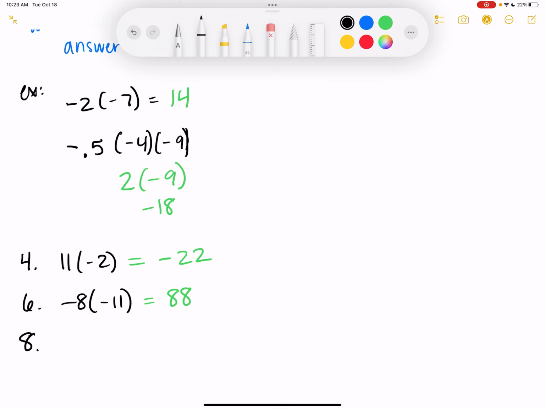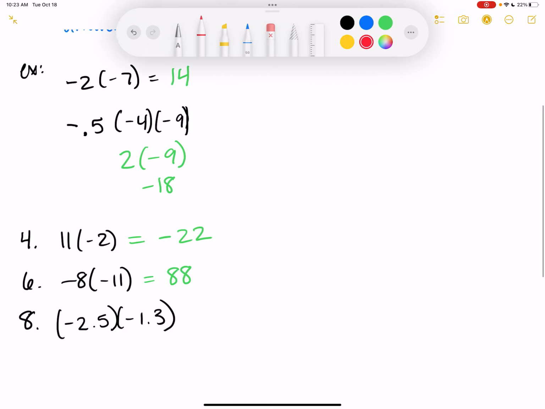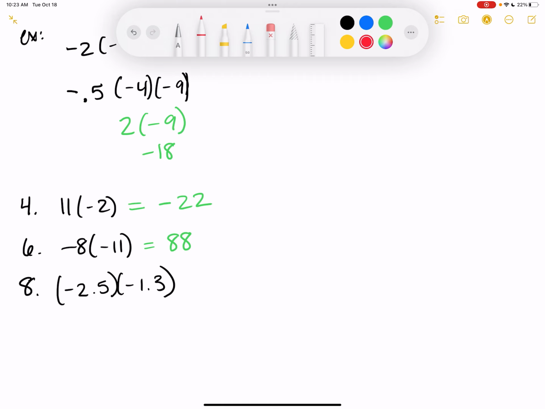Number 8. Negative 2.5 times negative 1.3. So, probably going to need to review some multiplication of decimals. All right, so when we multiply, we're going to stack them up. So 2.5 times 1.3. They're both negative, so the answer is going to be positive, so I'm just ignoring the signs when I'm doing my multiplication.